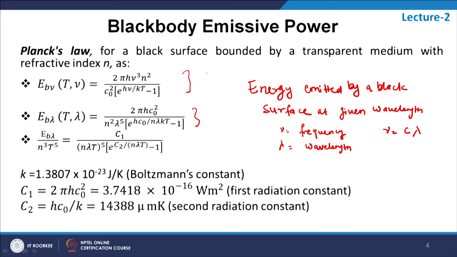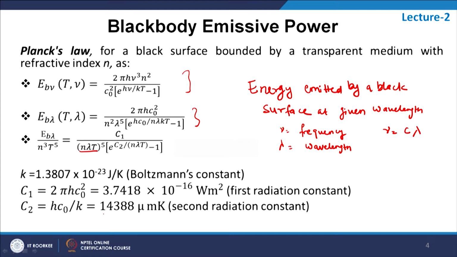The various constants used in the explanation of Planck's law are the Boltzmann constant k. k is 1.3807 into 10 to the power minus 23 joule per Kelvin, this is the Boltzmann constant. Then we have the Planck constant h. Here we have defined a number of constants. C1 is basically 2 pi h c naught square, where c naught is the speed of light in vacuum. This constant has a value 3.7418 into 10 to the power minus 16 watt meter squared, and it is called the first radiation constant. Then we have defined another constant C2, which is h c naught by k. h is again the Planck constant, k is the Boltzmann constant, c naught is the speed of light.